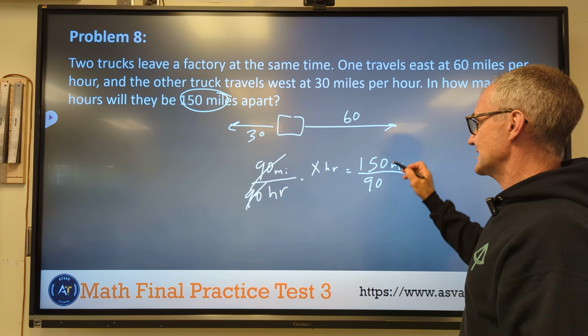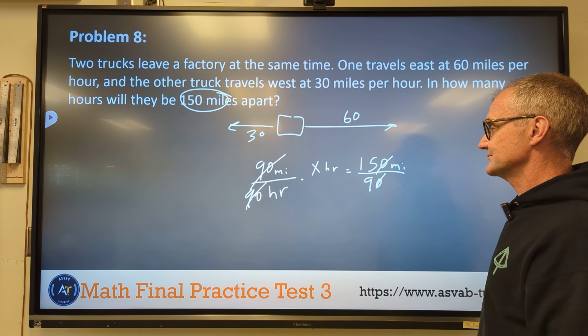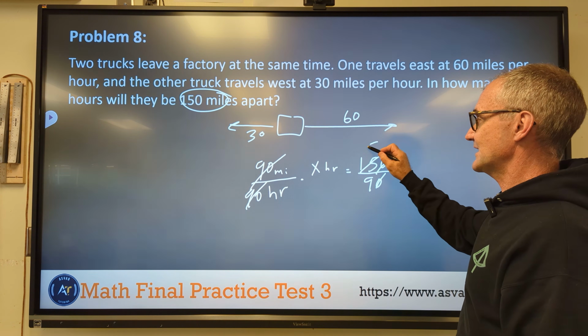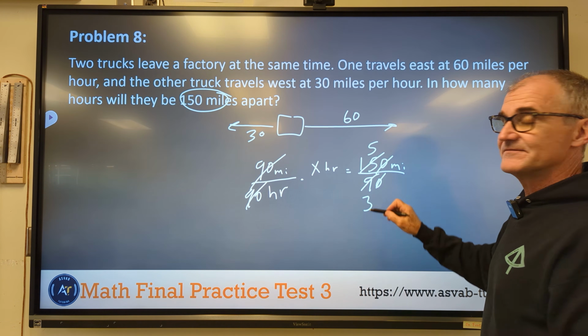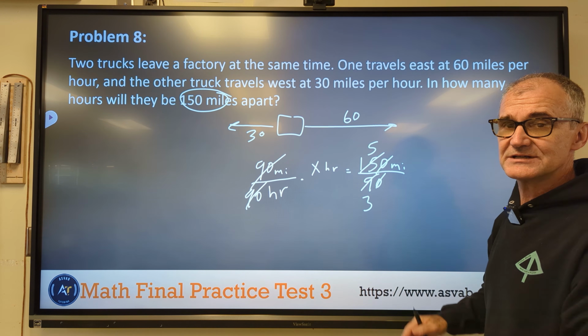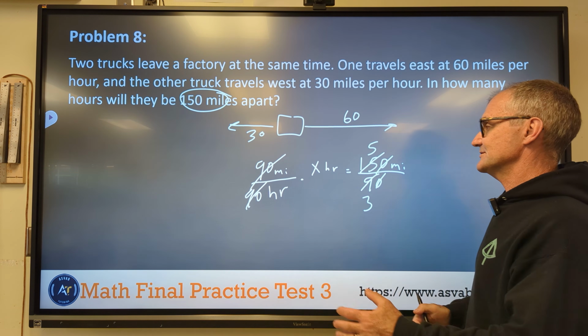Then I want to reduce that. 10 will go into each of them. 3 will go into 15 5 times. 3 will go into 9 3 times, giving me 5/3. That's the number of hours. Kind of funny to answer 5/3 of an hour.